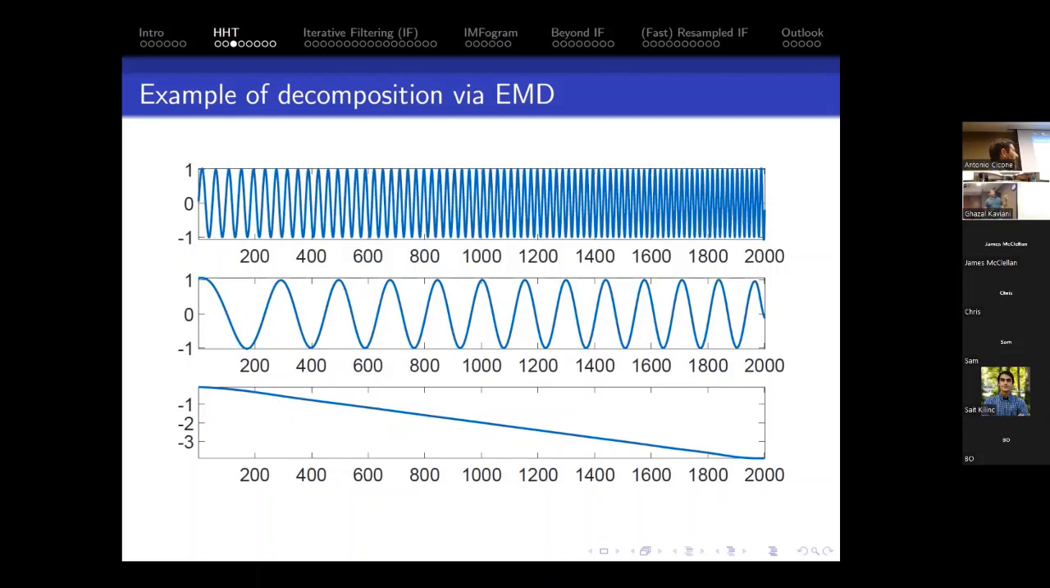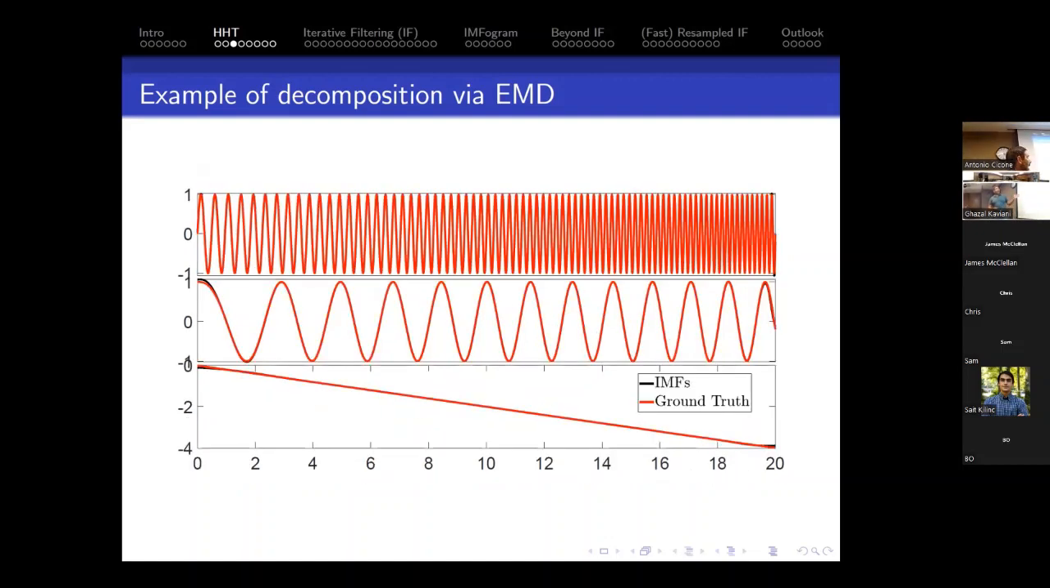We stop as soon as the remaining part of the signal does not contain any more oscillation. Then we can go back and compare with the ground truth, and we see that there is a really good matching. Some issues are present on the boundary. We're going to review them in a moment, but the method is working really nicely.